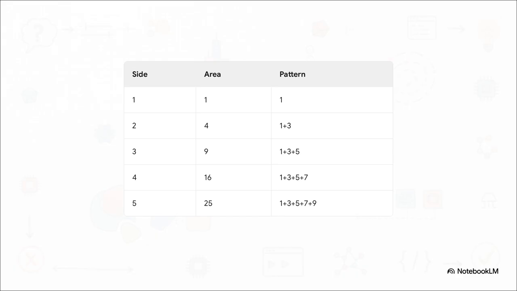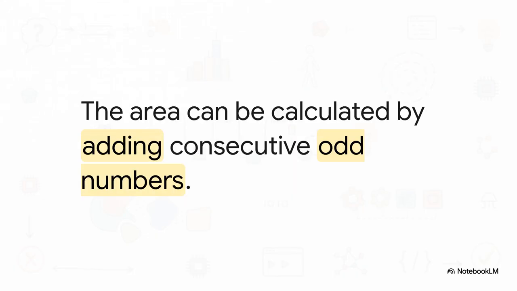4 is literally just 1 plus 3. If the side is 3, the area is 9, which is 1 plus 3 plus 5. Do you see what's happening here? Every single time the side length goes up, the area increases by simply adding the next consecutive odd number. And there is our big aha moment. The rule is super clear. The area of each square can be calculated by adding consecutive odd numbers.